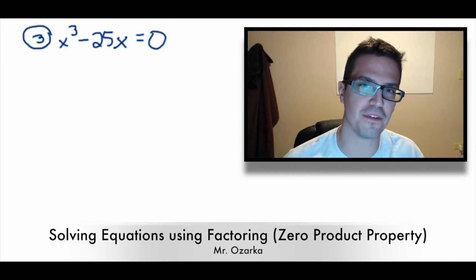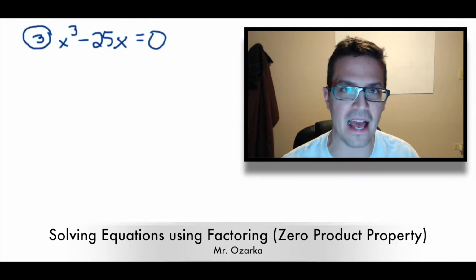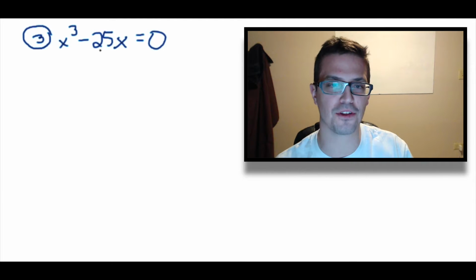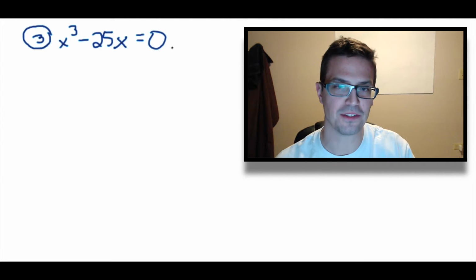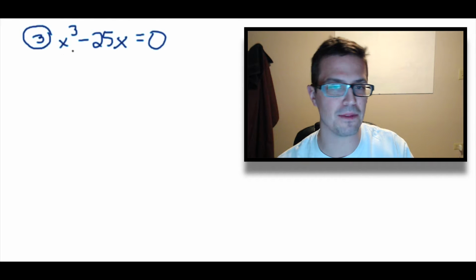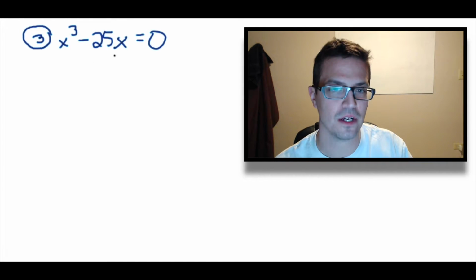All right, so this is going to be another video of solving a problem using factoring and zero product property. The problem we have right here is x to the third minus 25x equals 0. It's already set equal to 0, so we're set to go with zero product property, except for the fact that we have x to the third minus 25x.